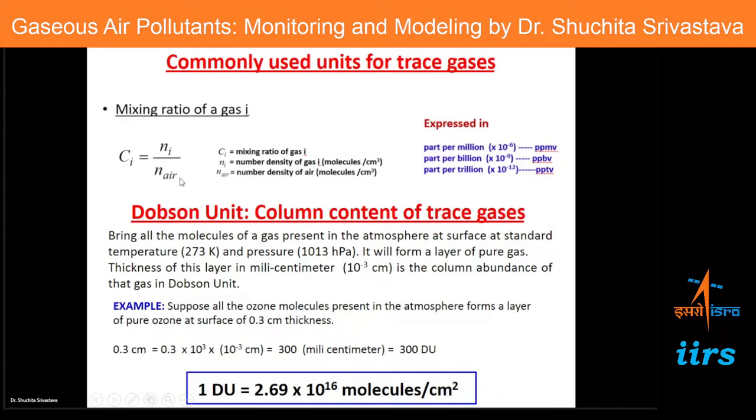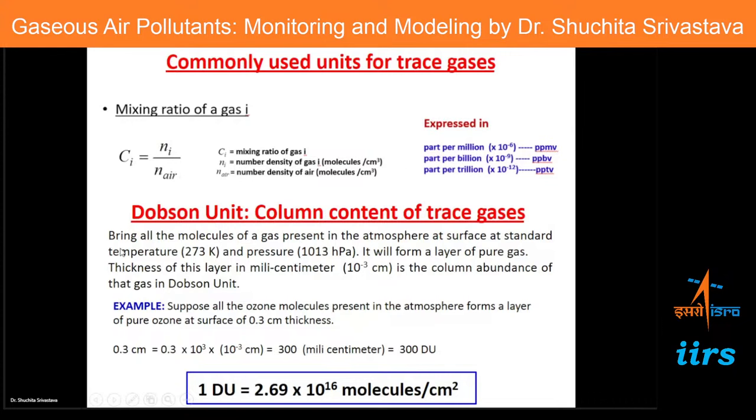And it is a unitless quantity because both are given in molecule per centimeter cube. So this ratio will be a unitless quantity. And this ratio will be a very small number. Why? Because this N air contains nitrogen, oxygen, and several other gases. So this ratio will be a small quantity. Suppose you calculate this mixing ratio for some gas and it comes to 3 × 10⁻⁶. Then we will say that the gas is present in our atmosphere at 3 ppmv.